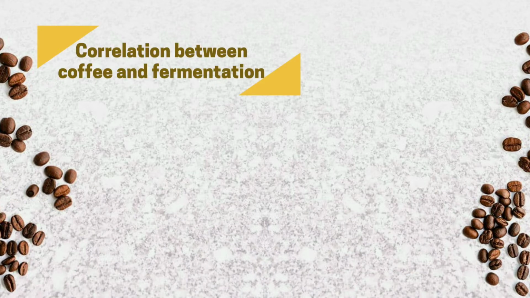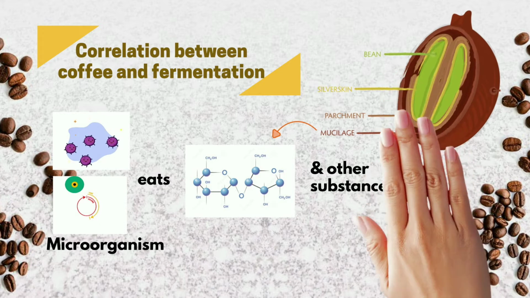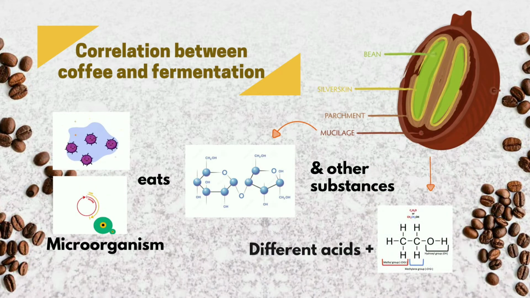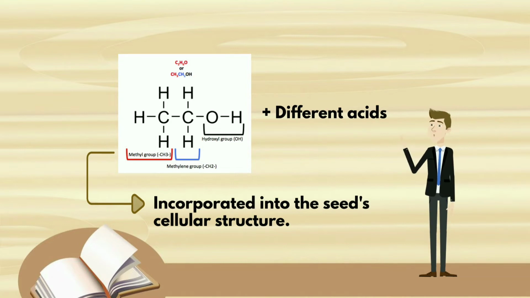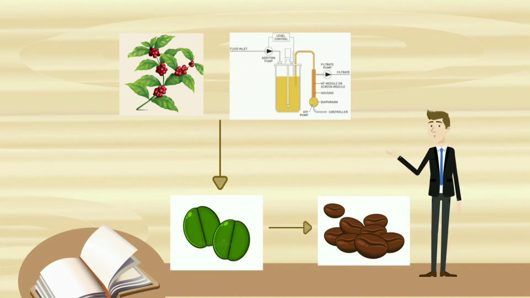In coffee fermentation, the microorganisms eat away the sugar and other substances in the fruit and mucilage of the coffee seed, converting them into byproducts such as ethanol and different acids. These byproducts are later incorporated into the seed's cellular structure. Finally, the coffee beans are fermented to some extent, resulting in green coffee beans that are ready to roast and brew.